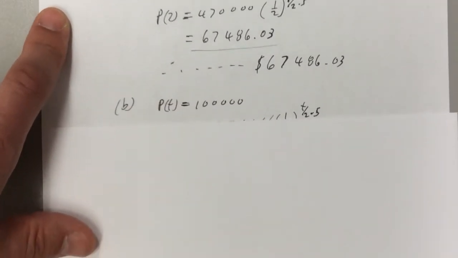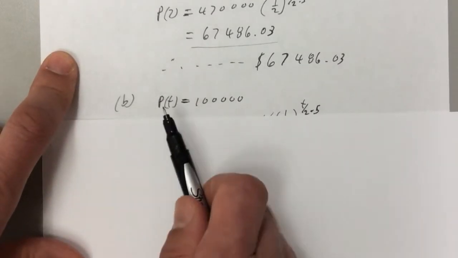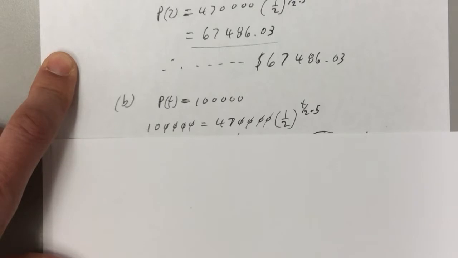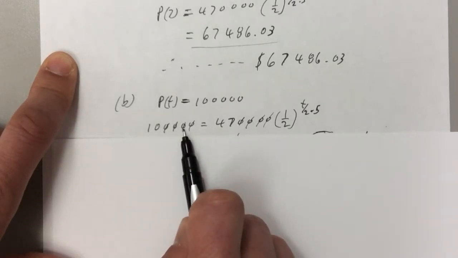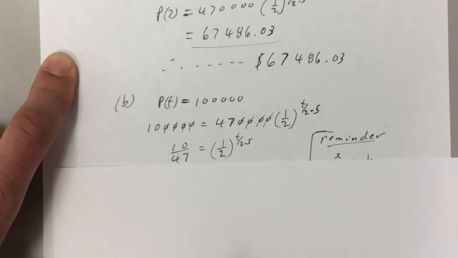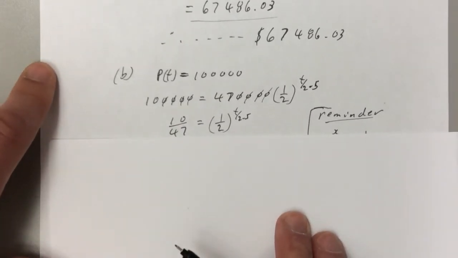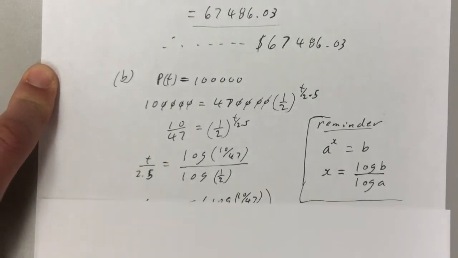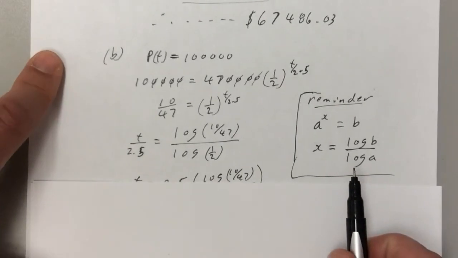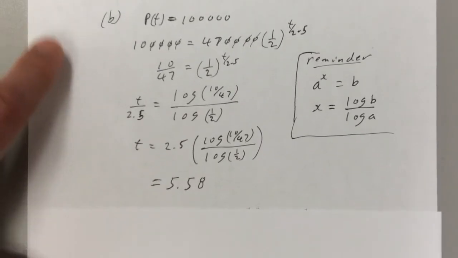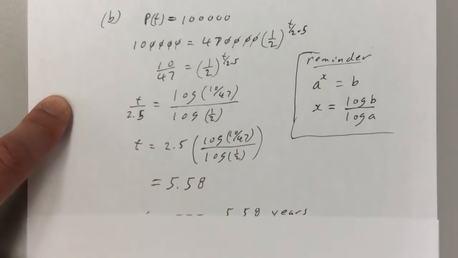Now, in part B, you want to know what t is when P of t is 100,000. So you can put 100,000 in for P of t, cancel out all the zeros, and divide. In grade 11 you're supposed to be able to guess and check this. But if you don't want to, here is a quick log formula to use to solve for an exponent. When we do that, we get 5.58 years.